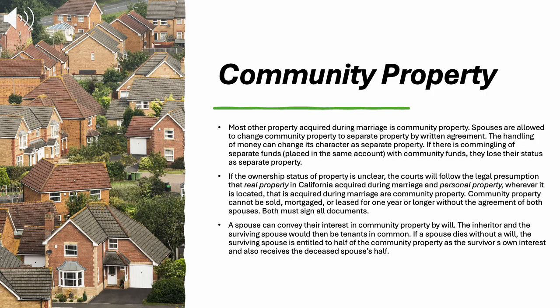A spouse can convey their interest in community property by will. The inheritor and the surviving spouse would then be tenants in common. If a spouse dies without a will, the surviving spouse is entitled to half of the community property as the survivor's own interest, and also receives the deceased spouse's half.